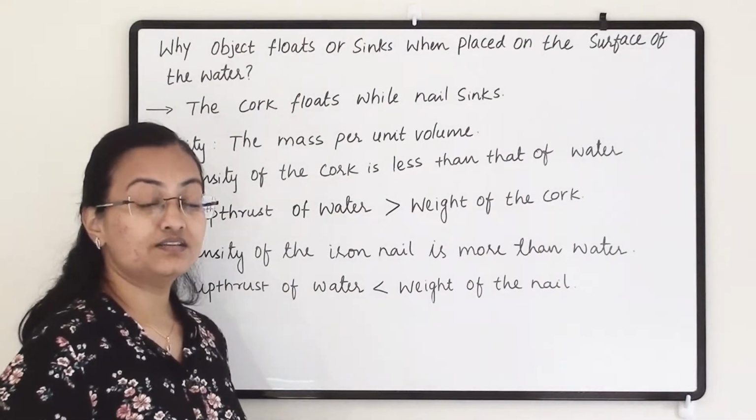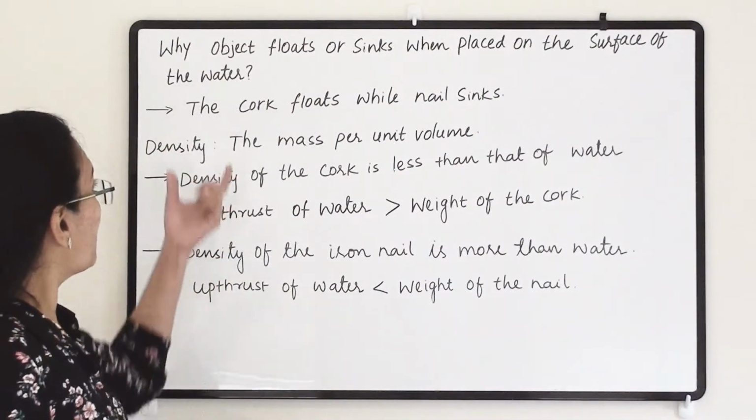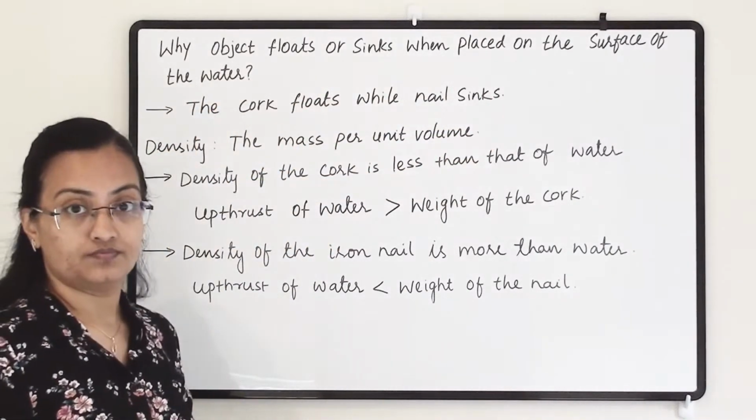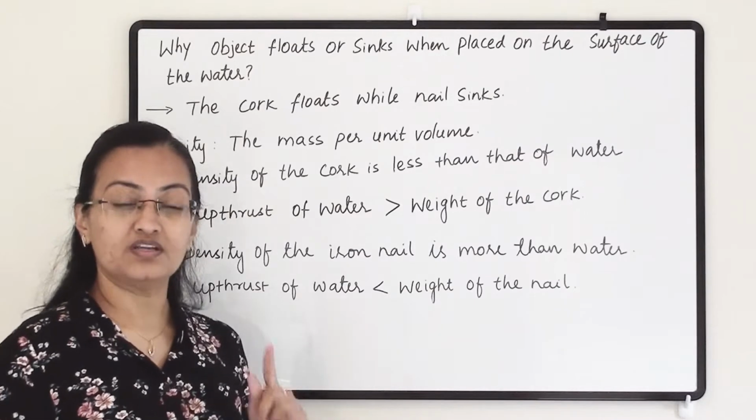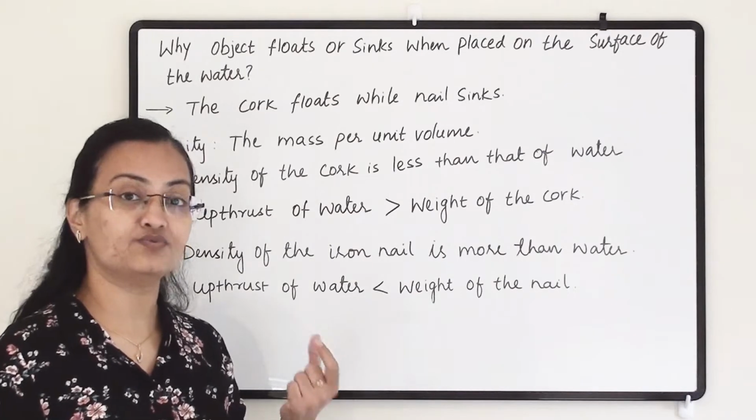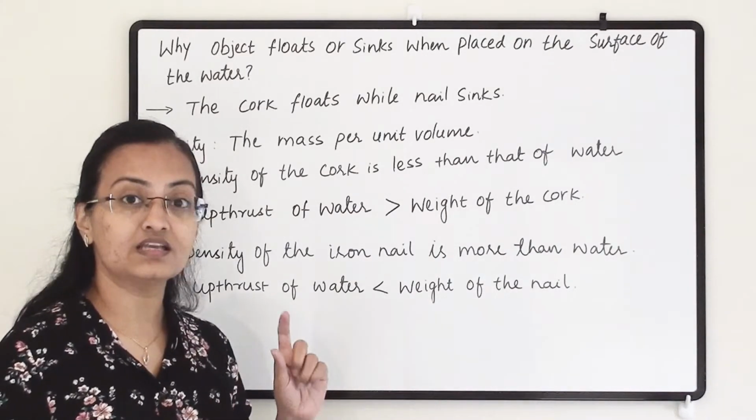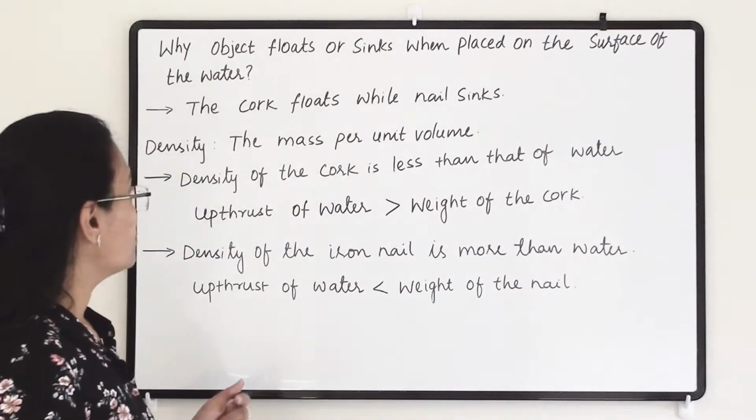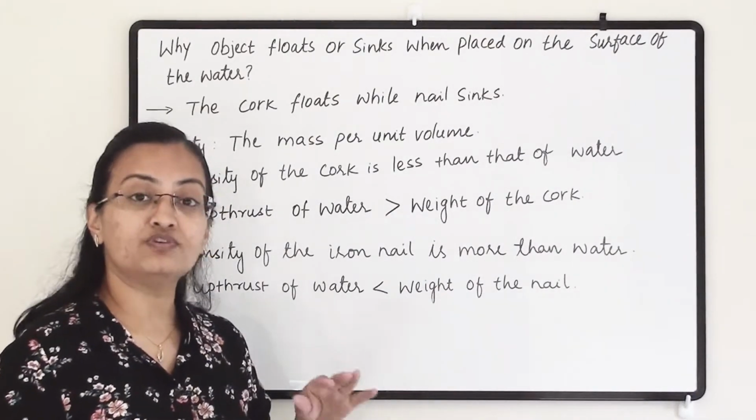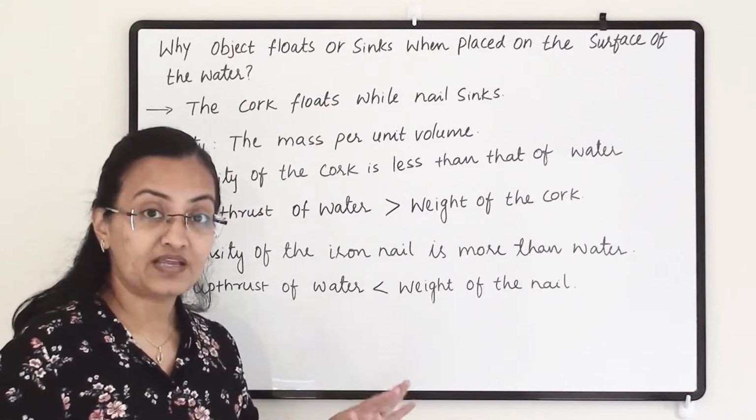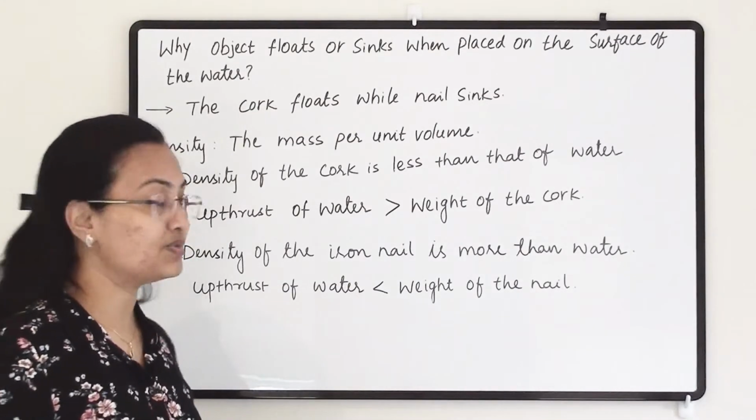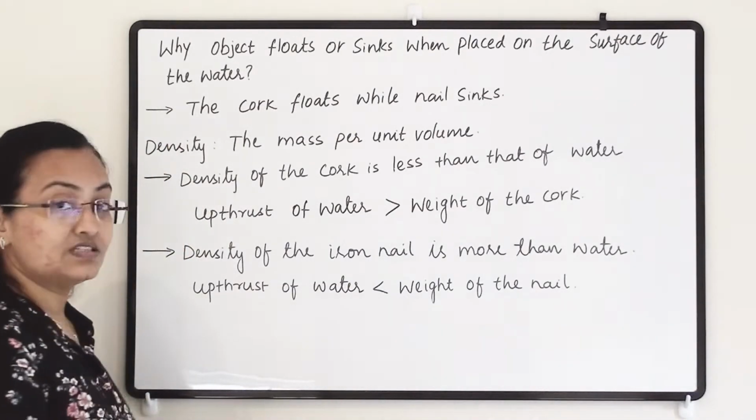Now let us understand why an object floats or sinks when placed on the surface of the water. Here we are taking two objects, one is a cork and one is a nail. We all know that the cork is very lightweight, whereas the nail is heavy compared to the cork. When we keep the cork on the surface of the water, it will float. But when we place a nail on the water, it will sink. So what is the reason behind that? Here the density comes into the picture.